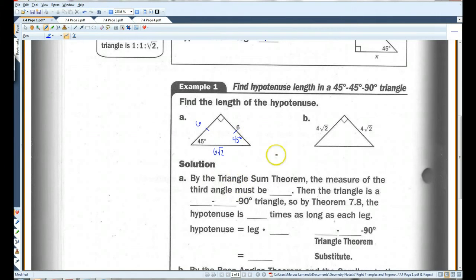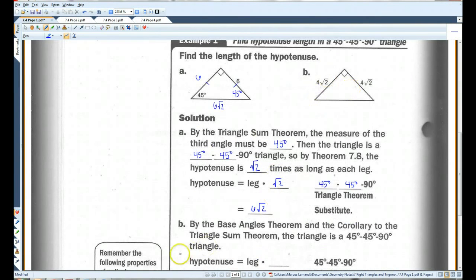Voila, you're done. So by the triangle sum theorem, the measure of the third angle must be 45 degrees, as we just discussed. Then the triangle is a 45, 45, 90 triangle. So by theorem 7.8, the hypotenuse is root 2 times as long as each leg. The hypotenuse equals leg times root 2. That's the 45, 45, 90 triangle theorem. Okay? So if you substitute everything, you get 6 root 2.